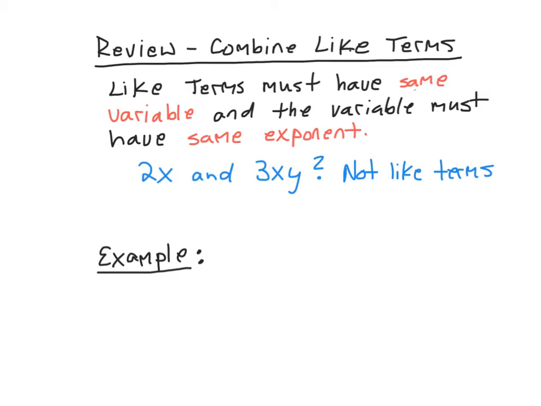How about this one? What if we have x squared and 7x squared? All right, well, let's take a look at this one. Same thing. Do we have the same variable, x and x? Yes, we have the same variable. And there are no other variables besides x, so we're good there. Then the variable must have the same exponent.